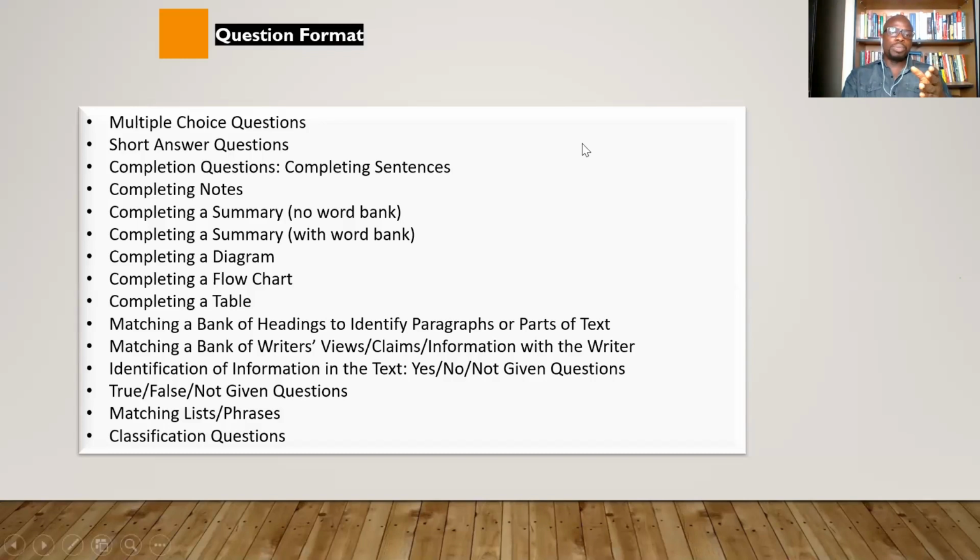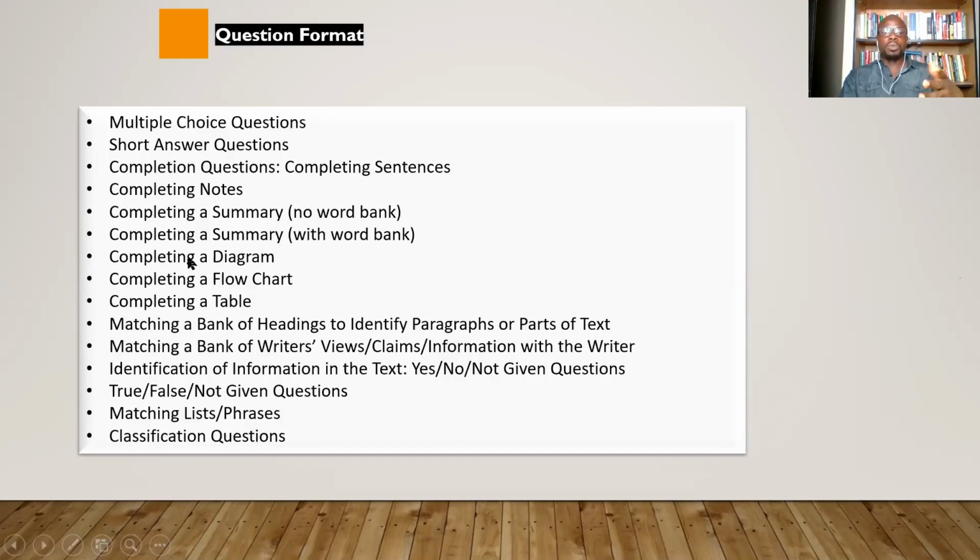You can also have completing notes. Completing notes is just like you have sentences where some parts are missing, and they're expecting you to complete them by reading the text that has been given to you. Same as completing a summary with a word bank. So they can give you some words that you need to use to complete the summary. Sometimes they won't give you words. You have to go back to the passage and pick out the words that you will use to complete the summary.